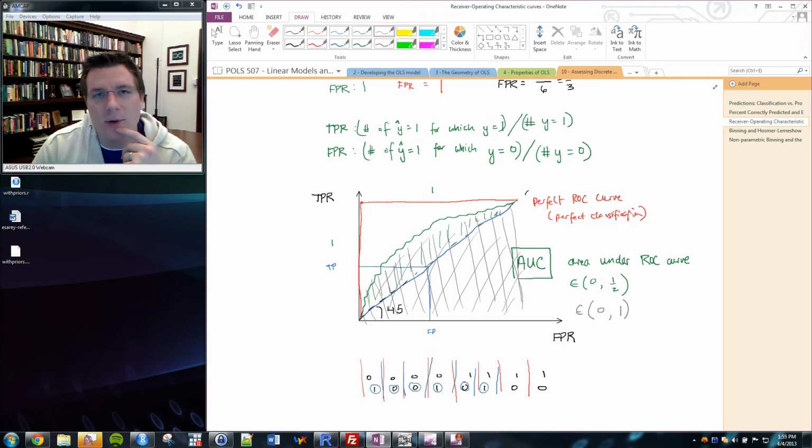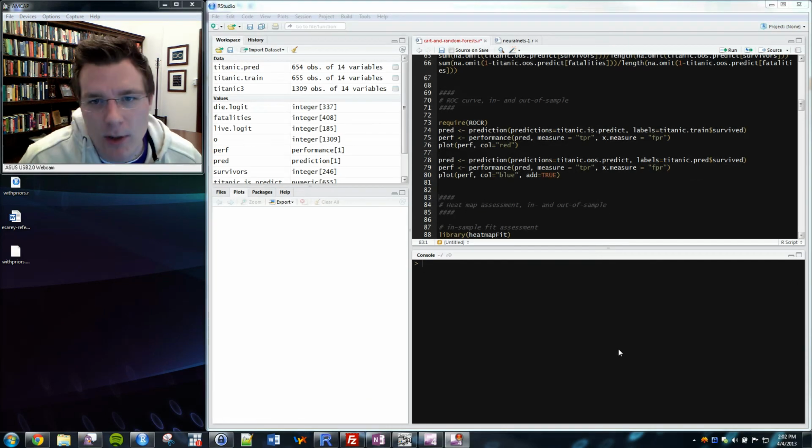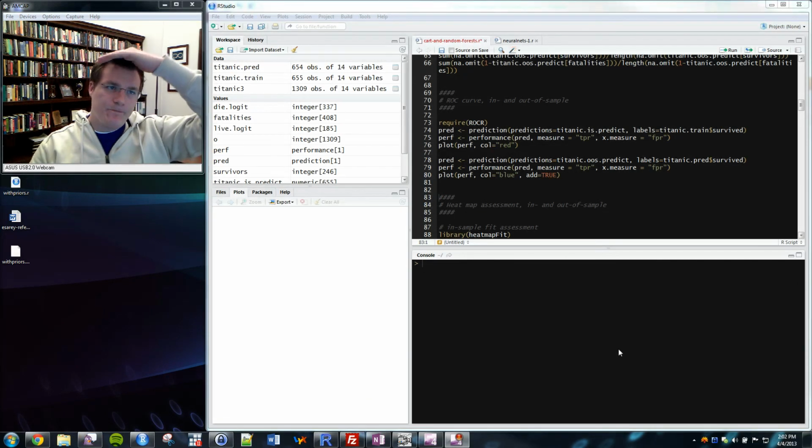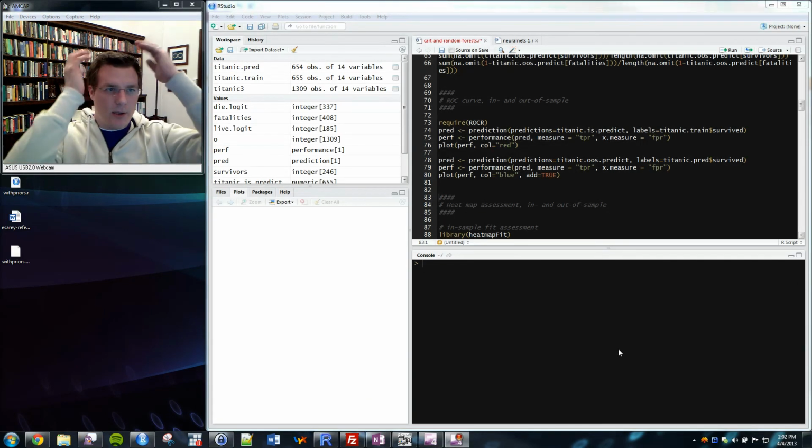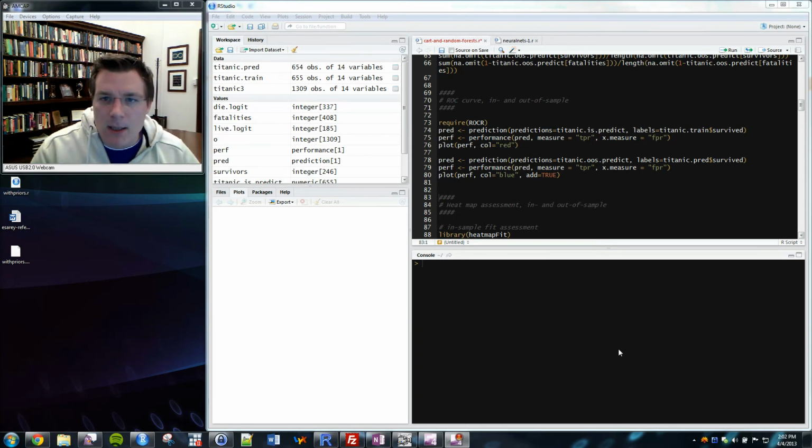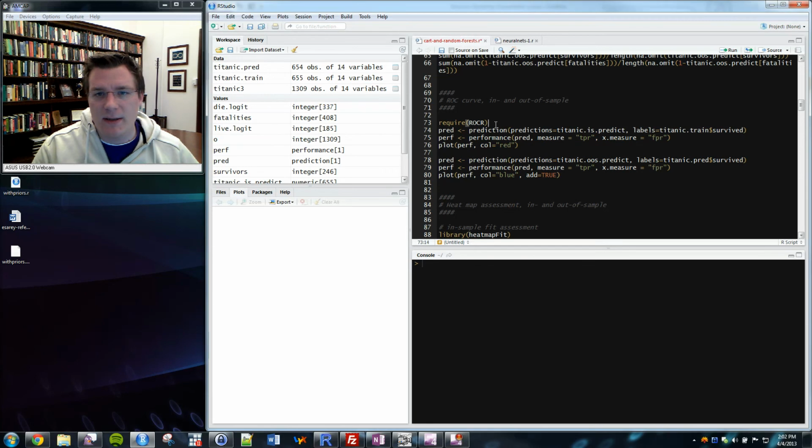So now let's take a look at what these ROC curves look like for our Titanic example that we performed earlier in R. Okay, so I'm going to go ahead and look at the ROC curve for my logit model of Titanic survival, and I'm going to do it in and out of sample. I do this using the ROCR, or rocker, package. Again, not nearly as exciting as it sounds, sort of like the party package in that respect.